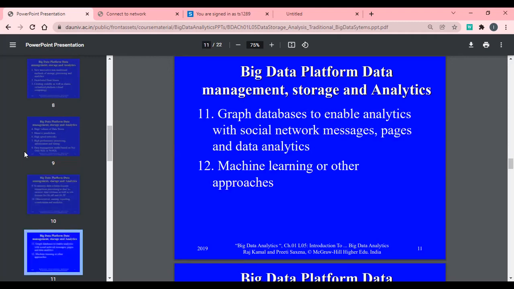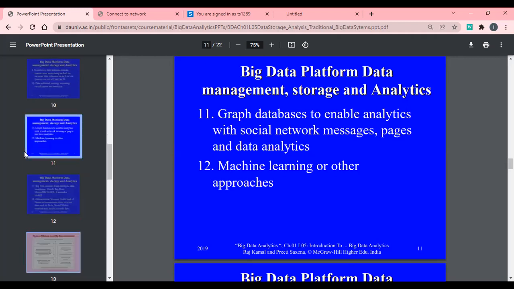A graph database is also possible for big data analytics storage. We enable analytics with social network messages, pages, and data analytics. Graph databases are also possible with the Hadoop distributed file system. In the traditional system, SQL servers, this type of data management is not possible. In machine learning, other approaches are possible for big data management systems. Okay, so these are non-traditional methods. NoSQL methods follow using the Hadoop distributed file system only.